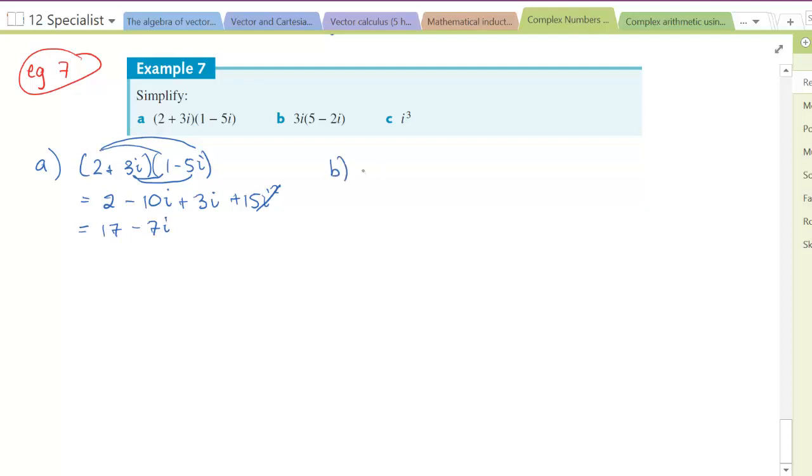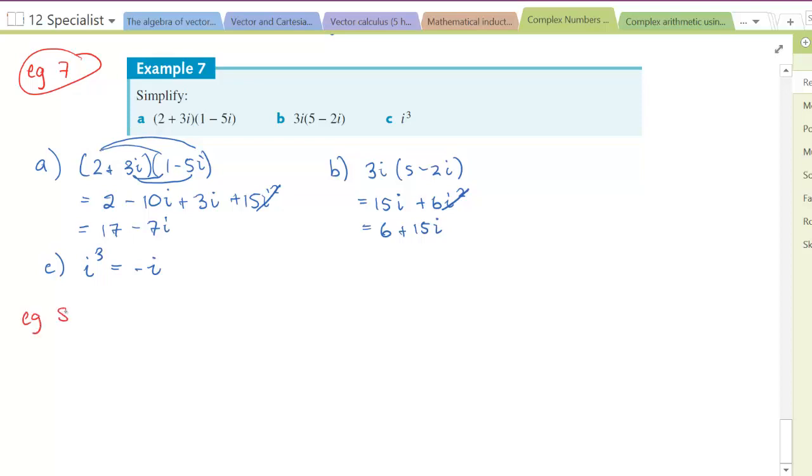When we look at B, we have 3i and then 5 take 2i. When we expand that, we have 3i by 5, which is 15i, and 3i by negative 2i, which is negative 6i squared. i squared is the same as multiplying by negative 1, so we have add 6. So we end up with 6 plus 15i. Finally, C, i cubed. We know straight away that that's going to be negative i. No calculations needed there unless you want to step it out.